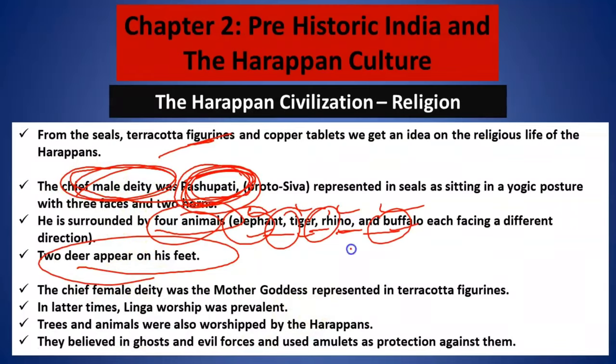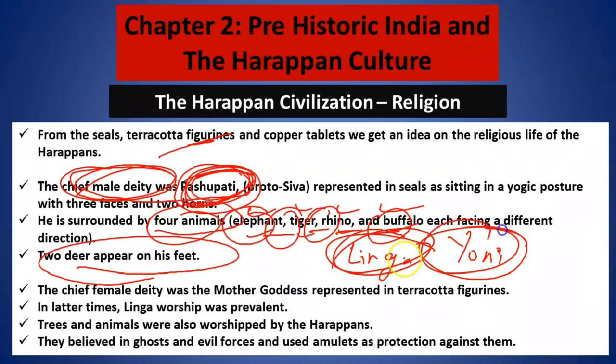They also believed in linga worship or yoni worship. They felt that because of reproduction, this entire world is growing, so they respected that. Even now, we find Jyotirlinga and other things. Even a female deity was also worshipped, and she is represented in terracotta figurines.